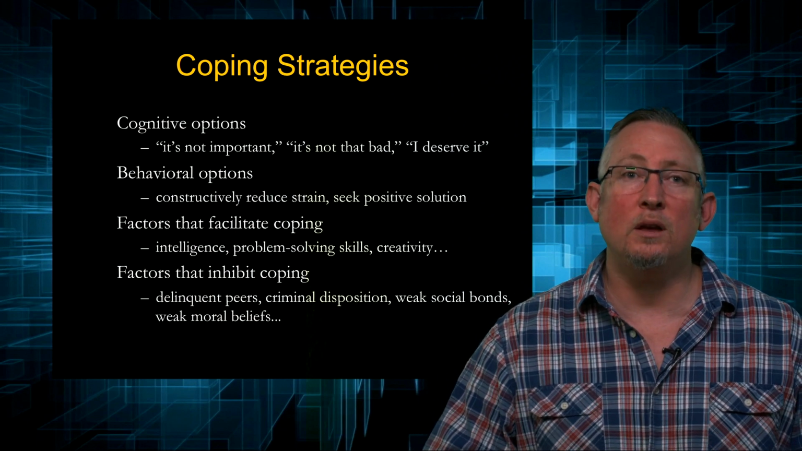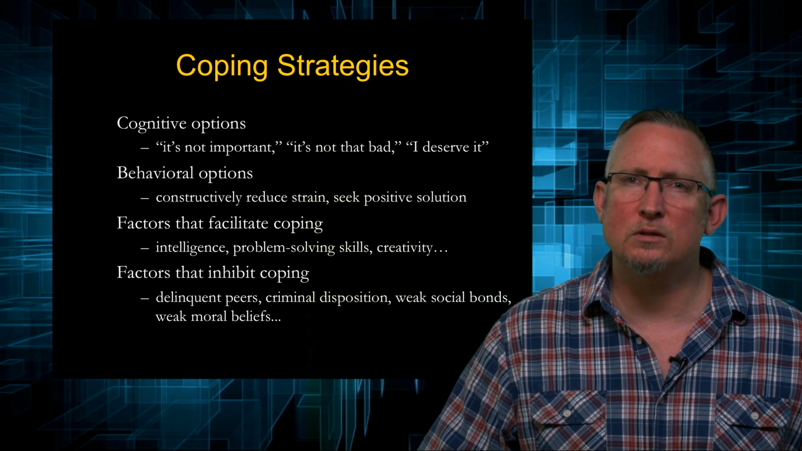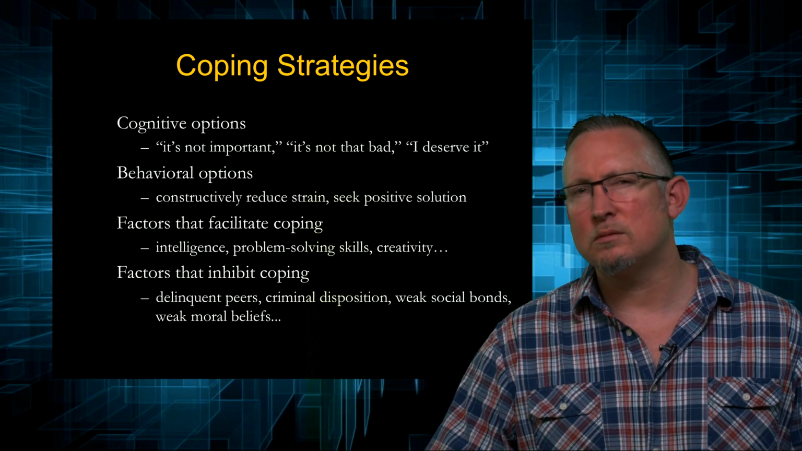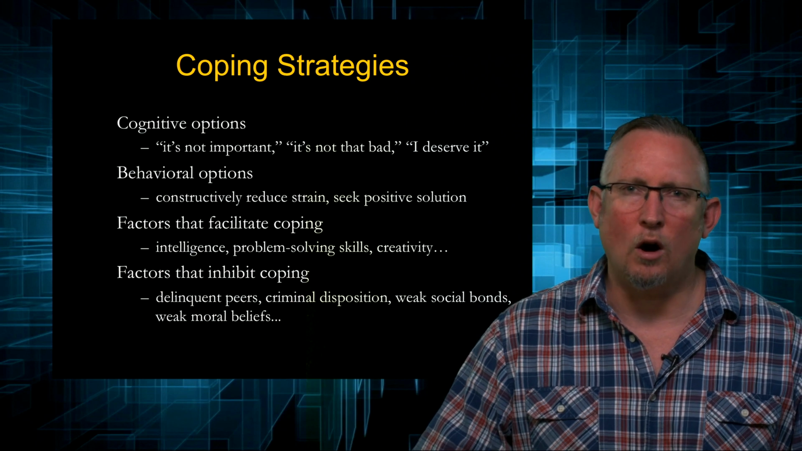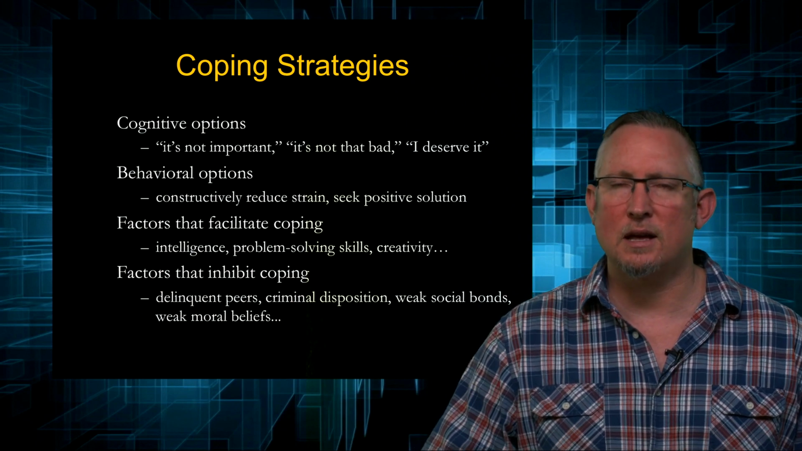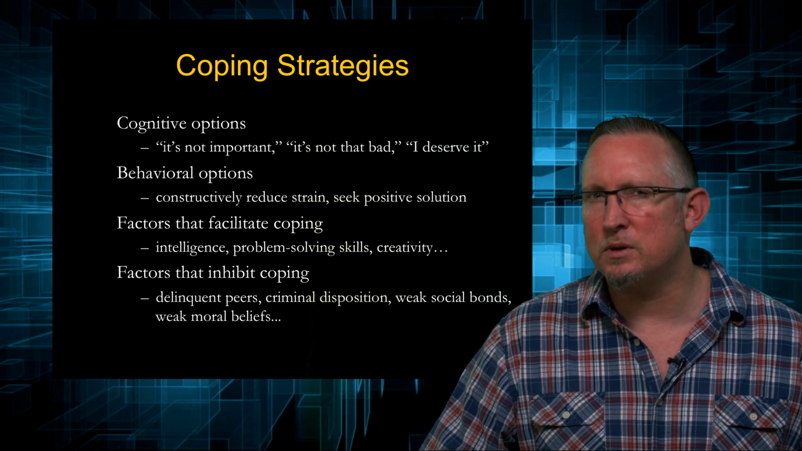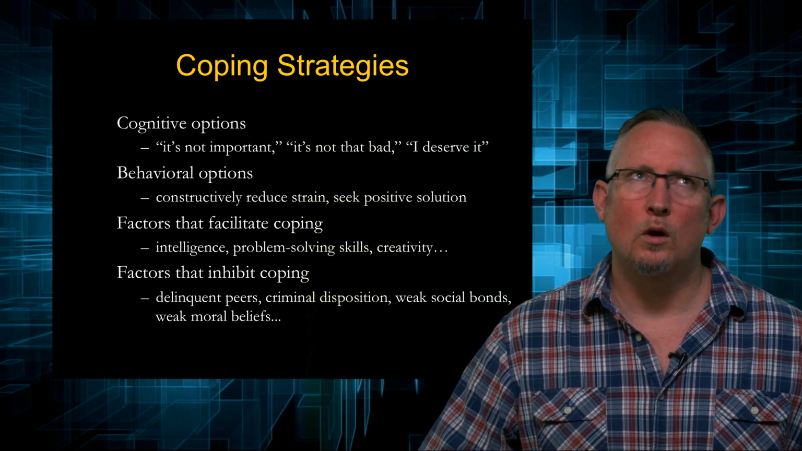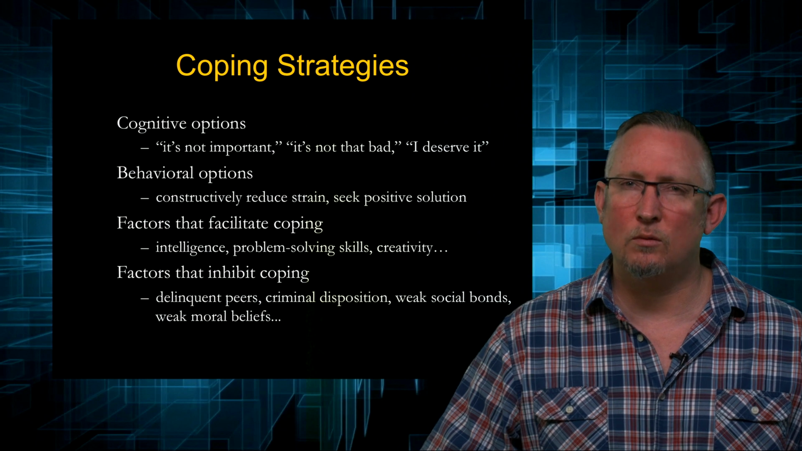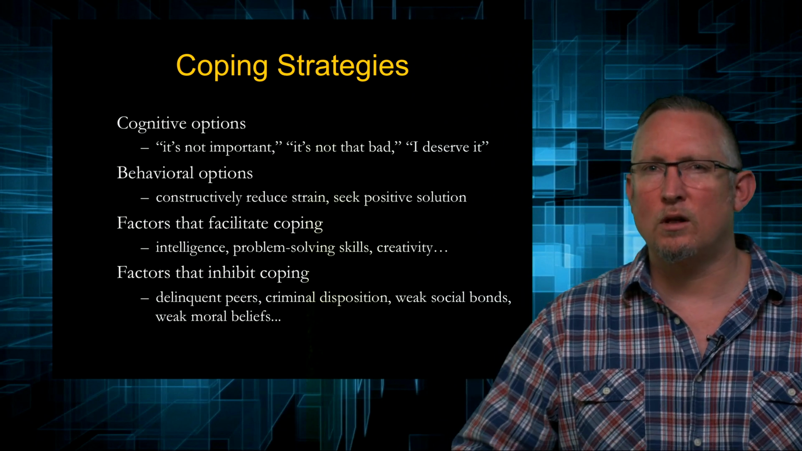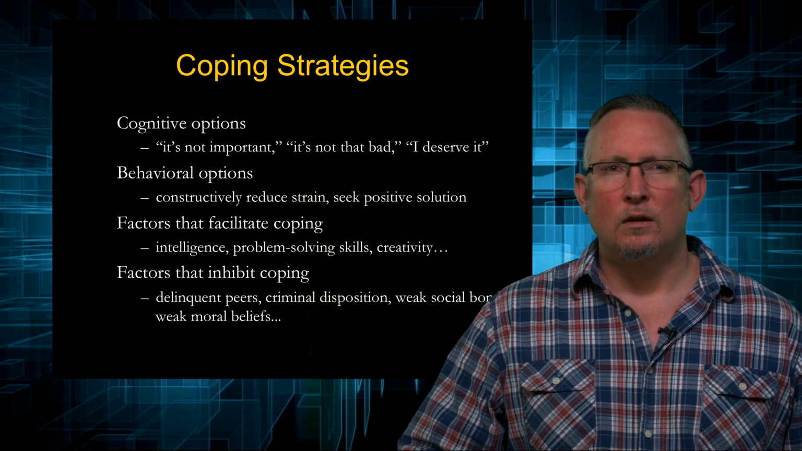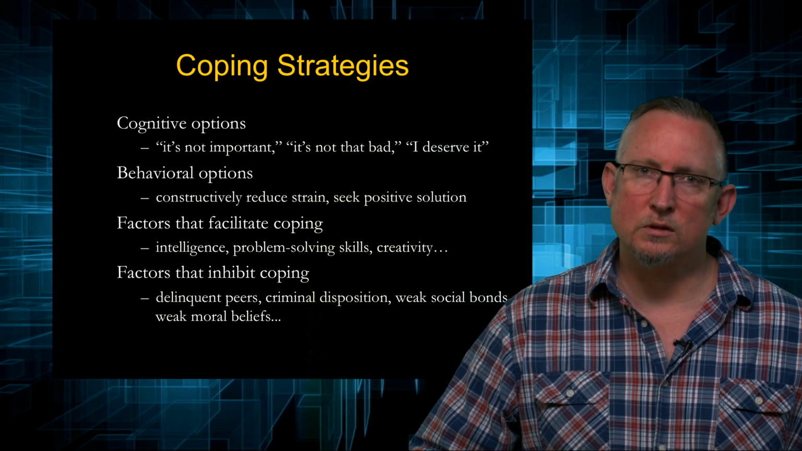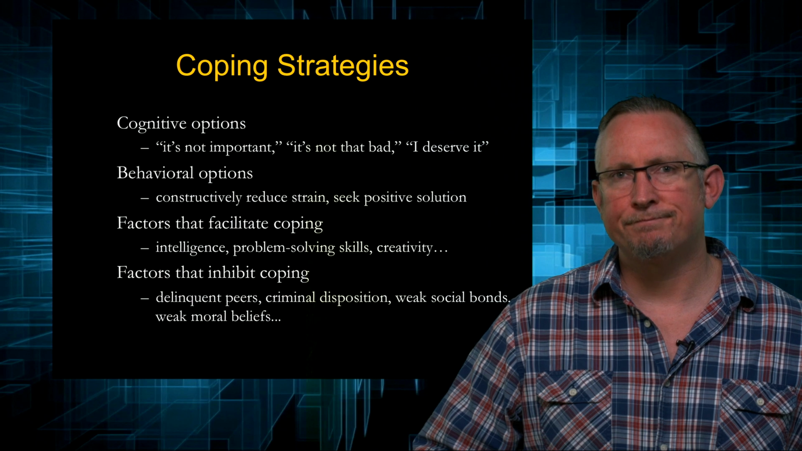Factors that facilitate coping: things like intelligence, problem-solving skills, creativity. So here, there's certainly a social capital or social class element that was recognized. Agnew wasn't saying that all people have all of these the same across socioeconomic status. And socioeconomic status isn't the best predictor of these, nor can we reduce it to the type of predictor that Merton suggested it was. And we'll look at a little bit why that is when we follow our discussion here. Or factors, finally, Agnew argued, that inhibit coping: delinquent peers or criminal dispositions, weak social bonds, etc.